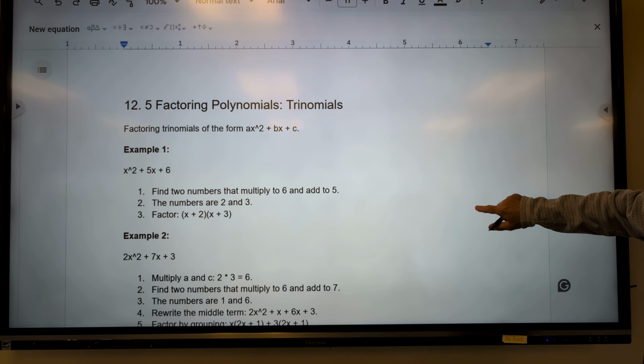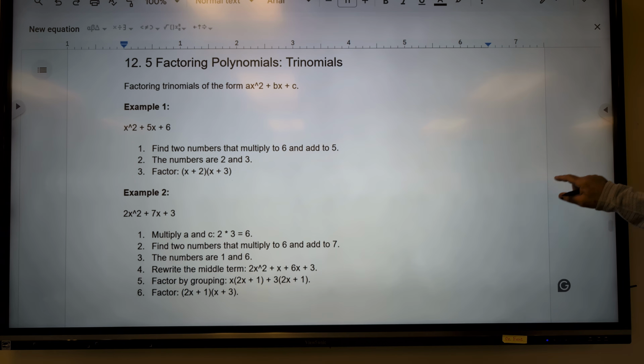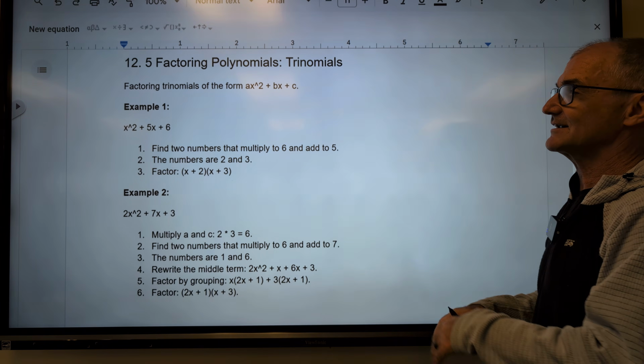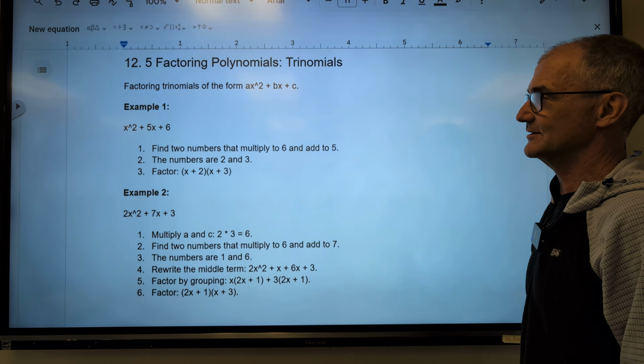Okay, factoring polynomials and trinomials. So this is similar to some of those practice problems I did up above. This is kind of another little review of how to factor. Factoring is a reverse of distribution or multiplying polynomials.